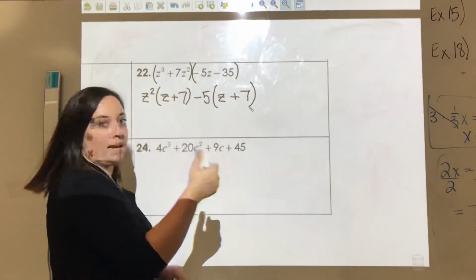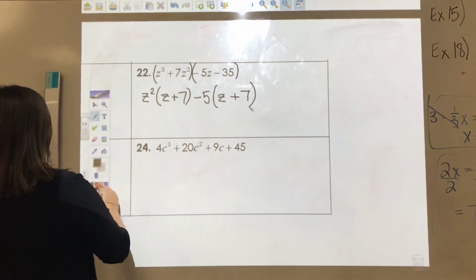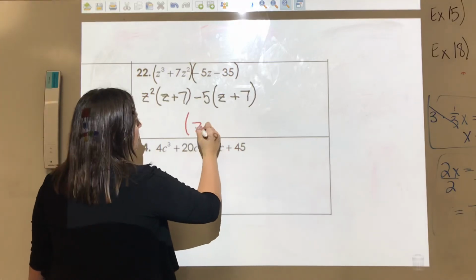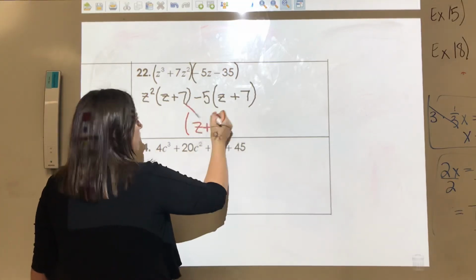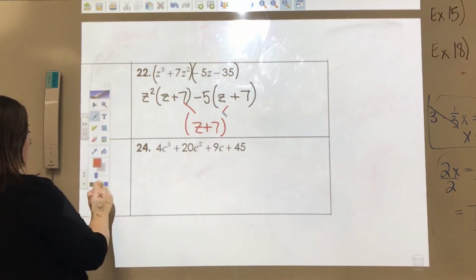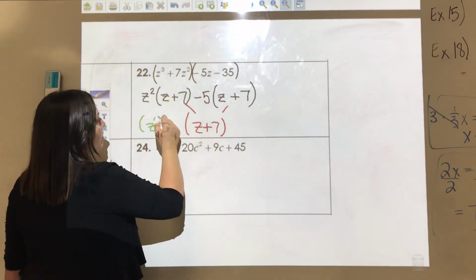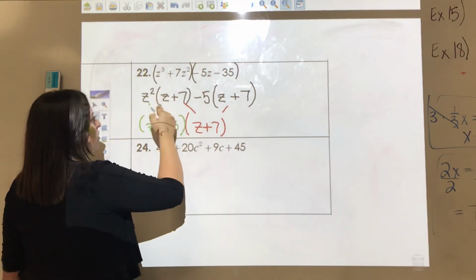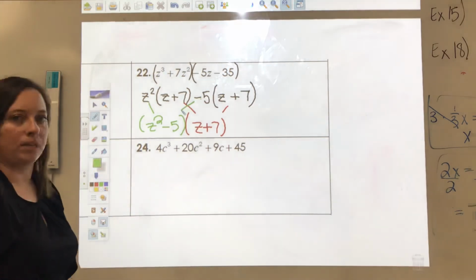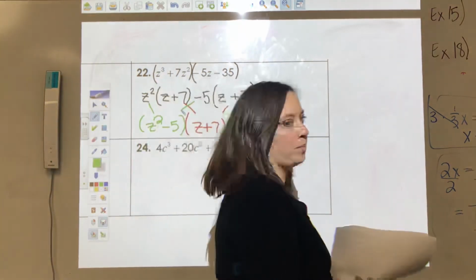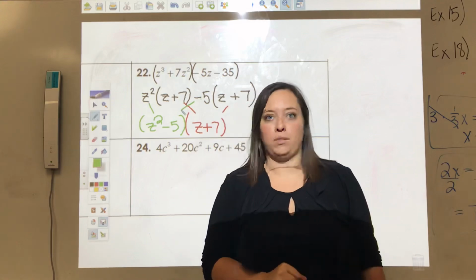Notice that these two are the same. That's a good thing. That means I get to move on. So drop down that common factor, this one and this one. And then what's in front of both factors is the other piece of your answer. Z squared and negative 5. And we're done. So this is how you do factor by grouping. If you have any questions, please ask me tomorrow in class.